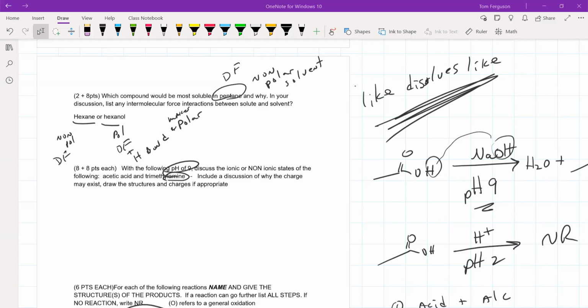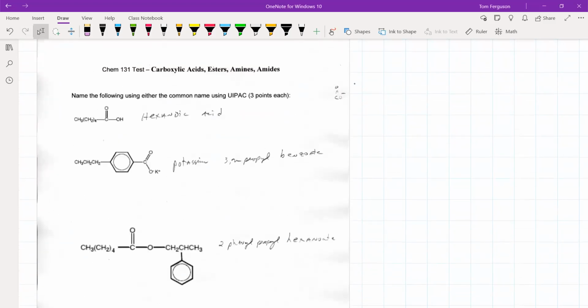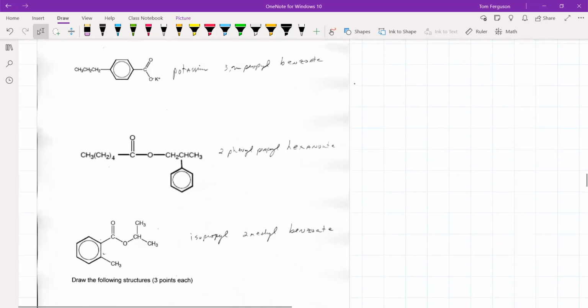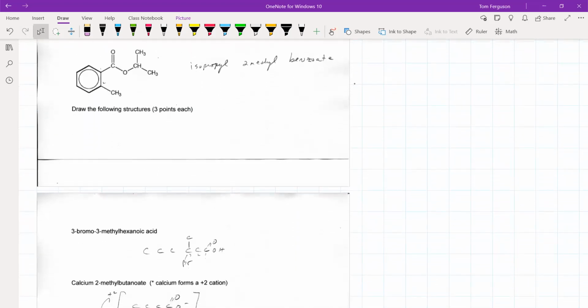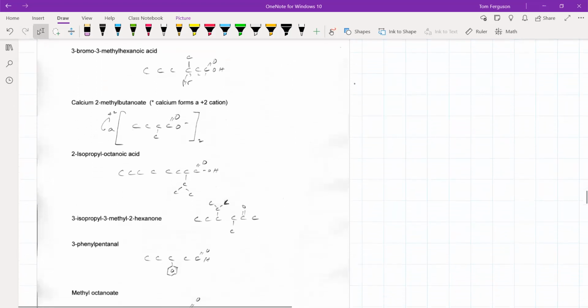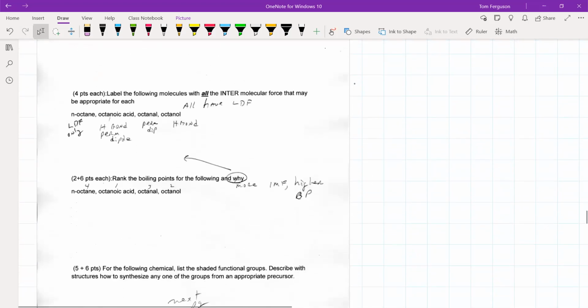Okay, and then I have this, the key. I did this key a long time ago, so I should probably look at it and make sure it should have all the same answers as now. What's different is I'm using C's here instead of line drawings.